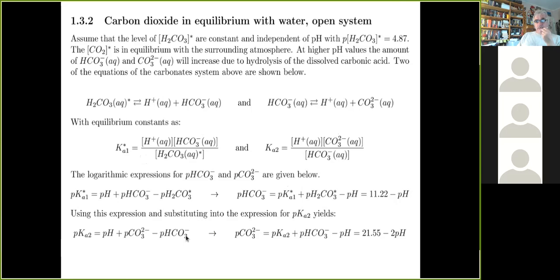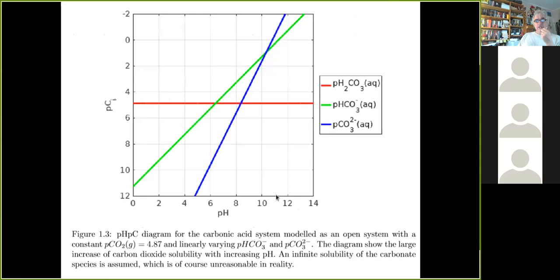And then you can reformulate, for example, the hydrogen carbonate, so you can express that as a straight line, in fact, in terms of pH, and the carbonate can also be expressed as a straight line. What is this, you wonder? Well, let me show the graph on the next slide.